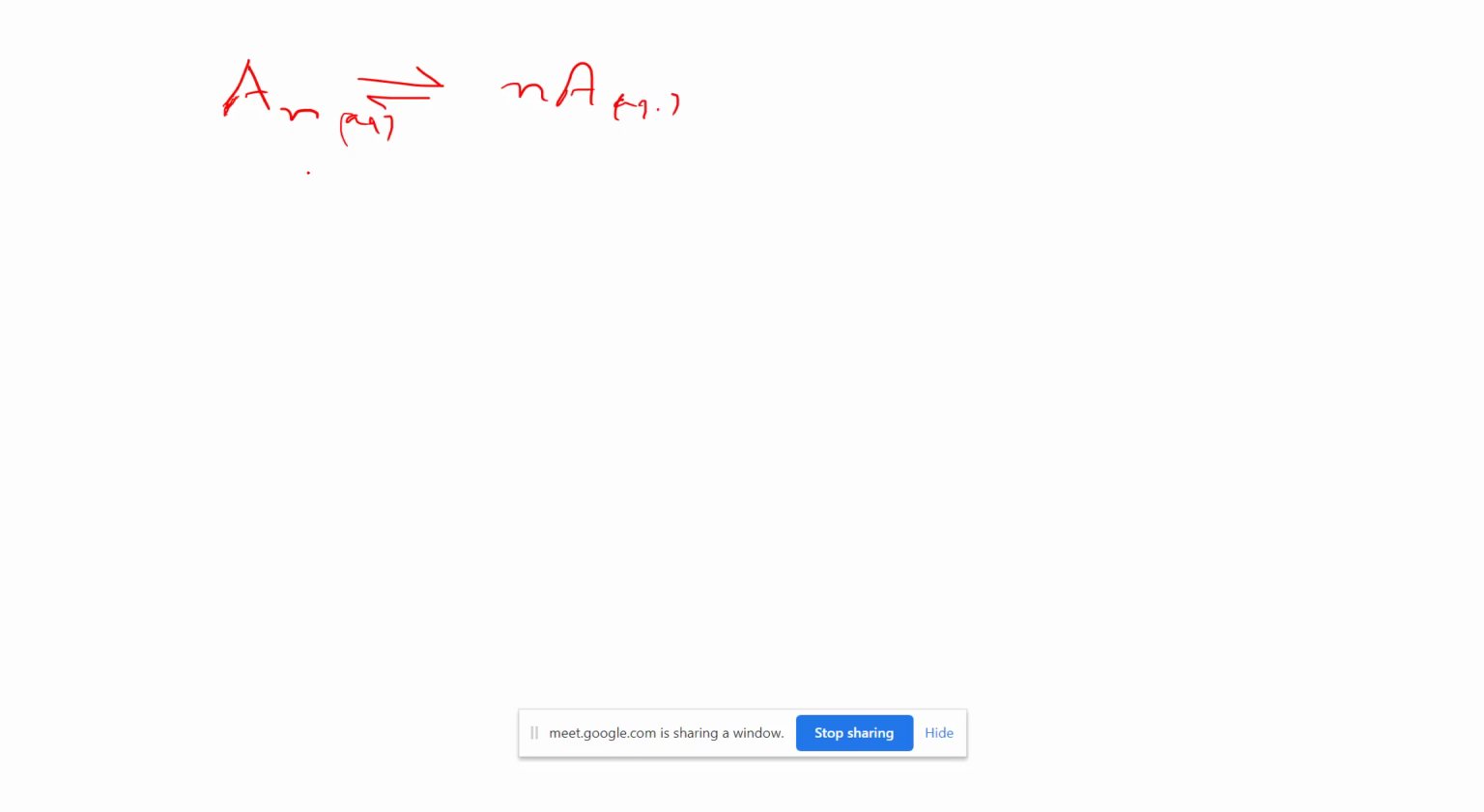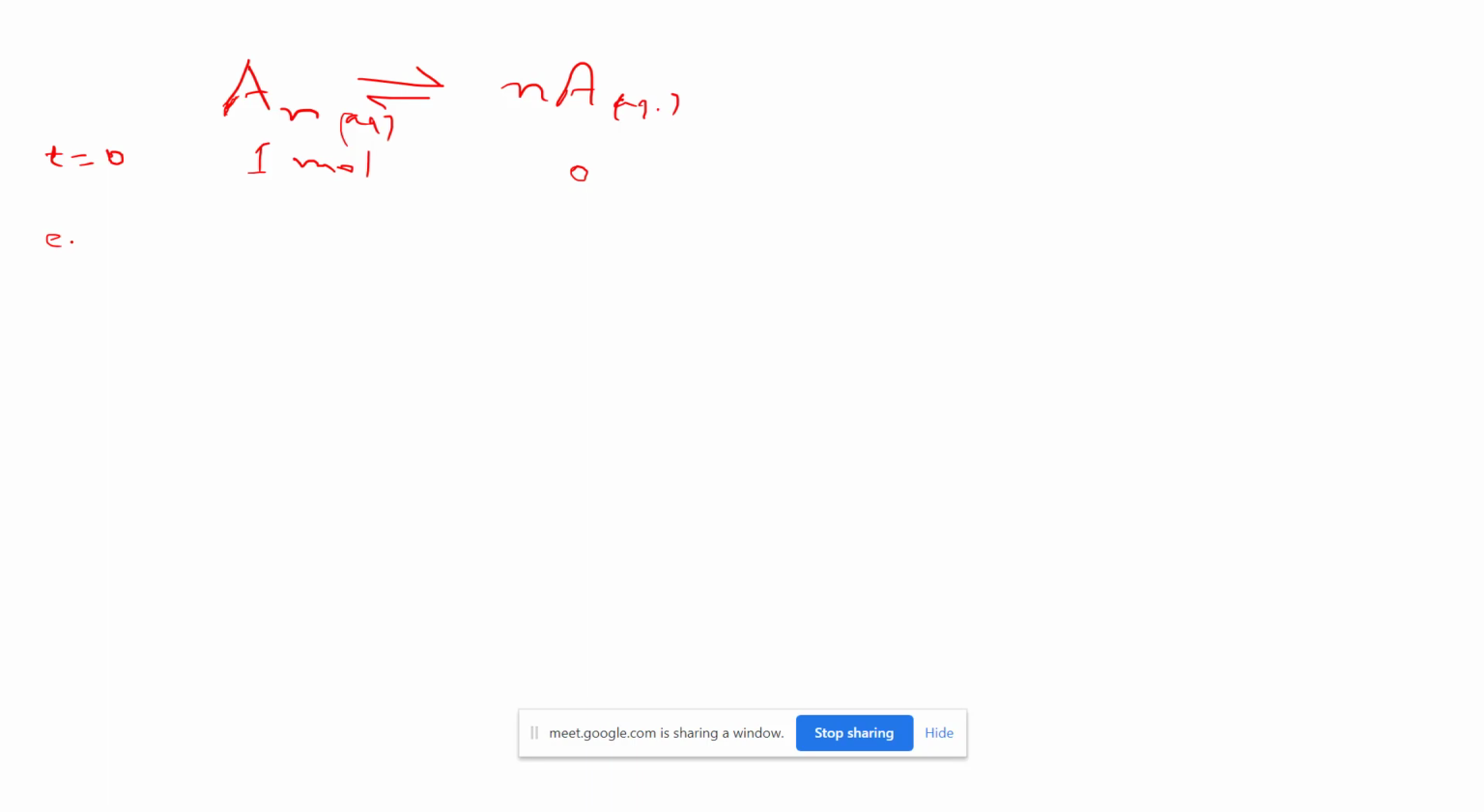Just match it. In all types of cases, you can take 1 mole as the initial moles. So at t equals 0, we are taking 1 mole here. Even if we do not take 1 mole, we can still find it, but it is easier when we take 1 mole. So we start with 1 mole, and initially the dissociated part is 0, so we take 0.